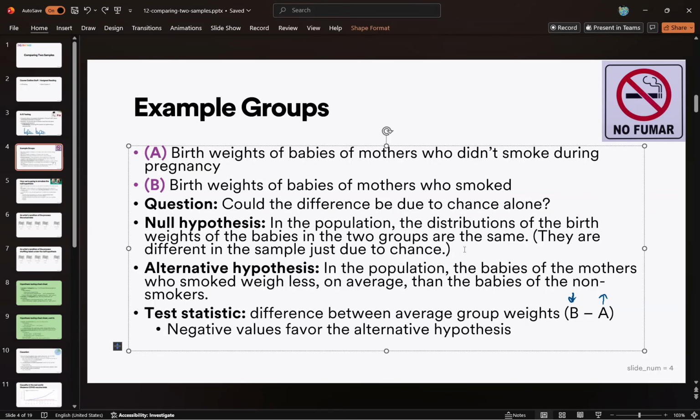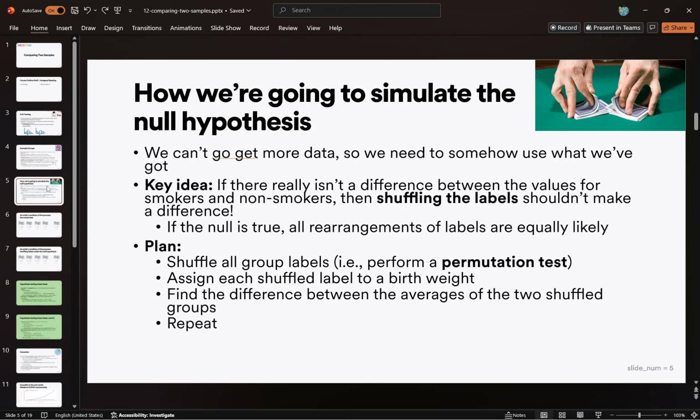Because the idea was the distributions were secretly the same. There was no difference in the birth weights of the babies. It didn't matter if the mother smoked or didn't smoke. So with that in mind, here is the secret. Here's how we're going to do our simulation with our existing data. Because we can't go and get any more data, right? We can't just go wait 9 months, get some more mothers, right? It's not going to work. So we have to use the data that we have to do this kind of simulation.